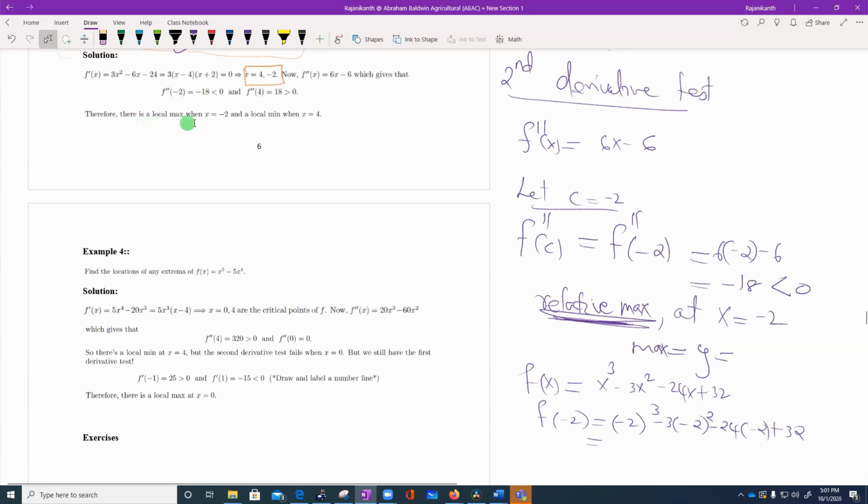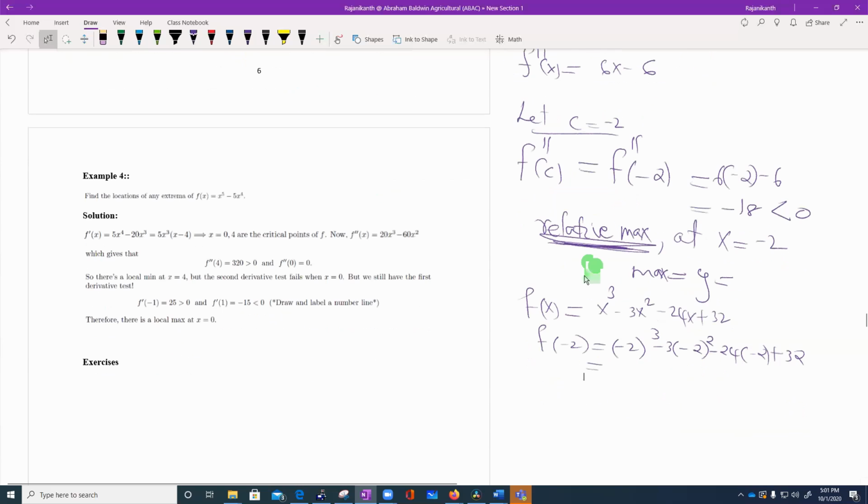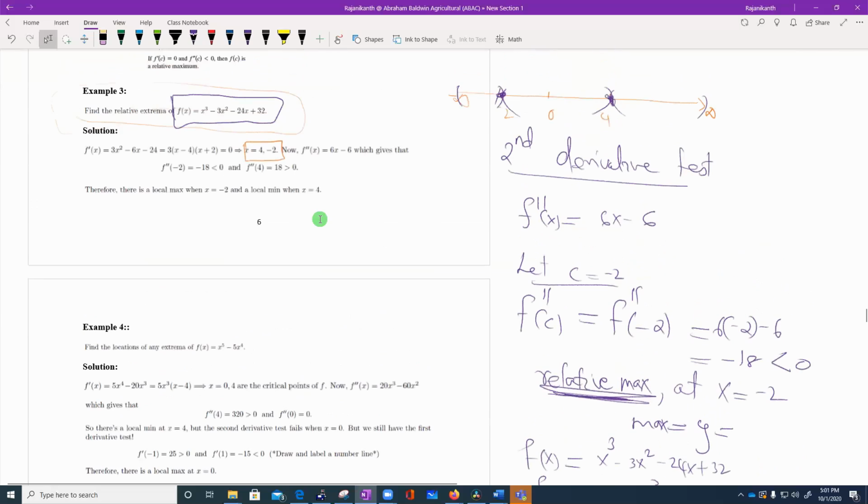Therefore, there is a local max at this point and a local min at this point. Here I did not mention the value, but you have to find it. So find out this value. What is that? It is -8. Here 4, -12, and here plus 48 and plus 32. This is -20, here gone 12, so you get 60, am I right? Yes. So the maximum value of the function is 60. If you graph the function, you will get a maximum at 60. In a similar way, you could find the function's minimum value.